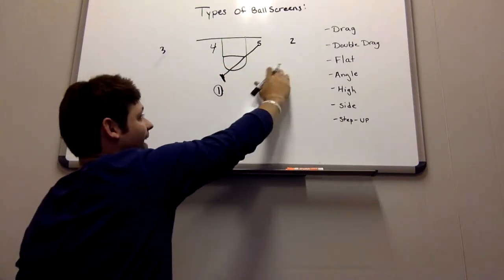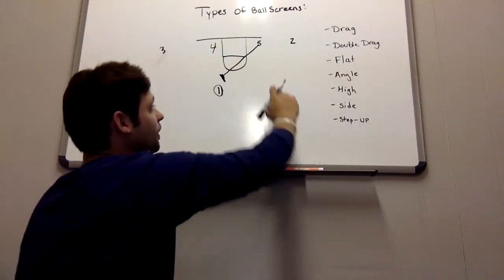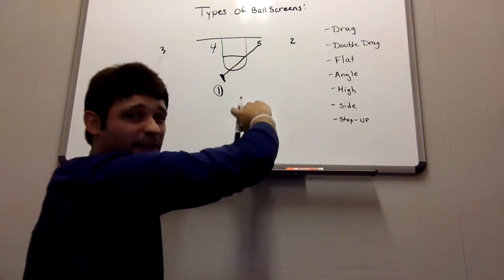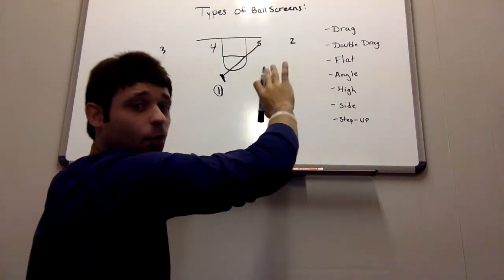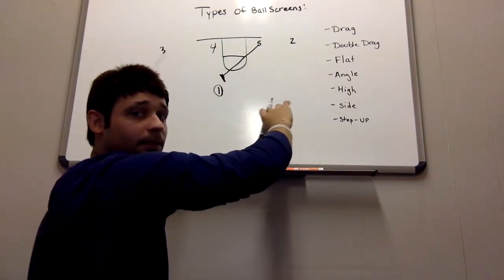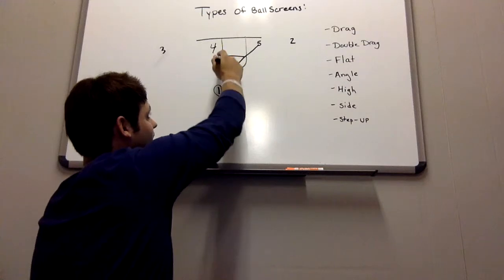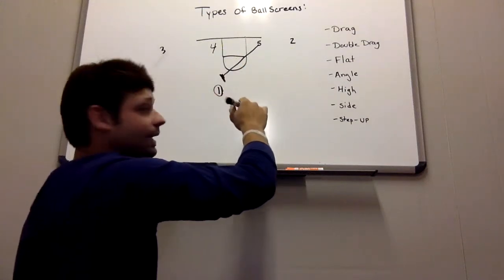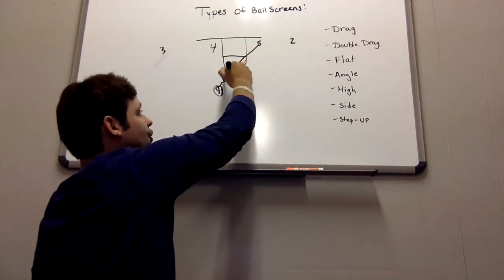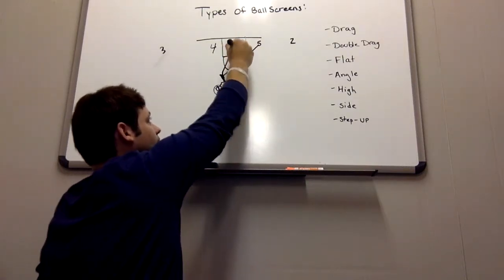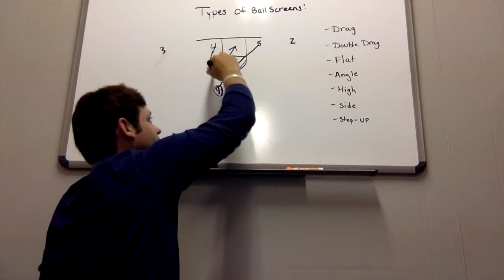High ball screen. So the angle screen is more over in here. I don't know if I showed that from my last drawing, sorry if I didn't. But the angle screen is more on one side of the court, one side of the floor. But your high screen is kind of with your elbow right there, allowing this guy to go downhill. Your 5 rolls. Your 4 replaces.